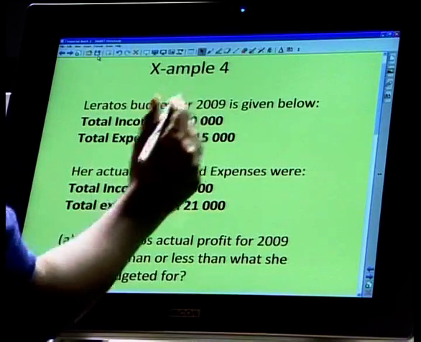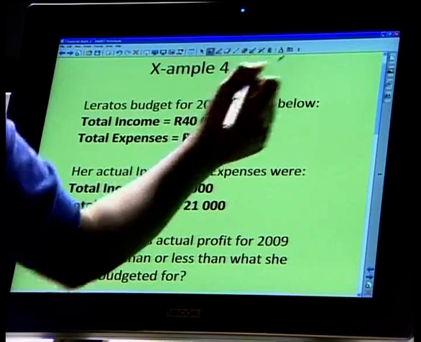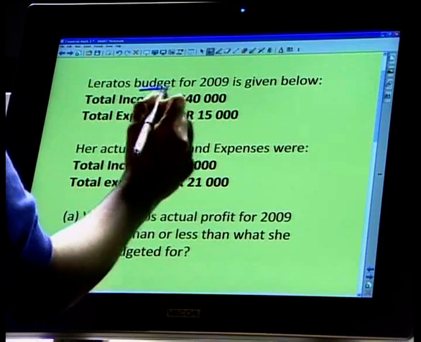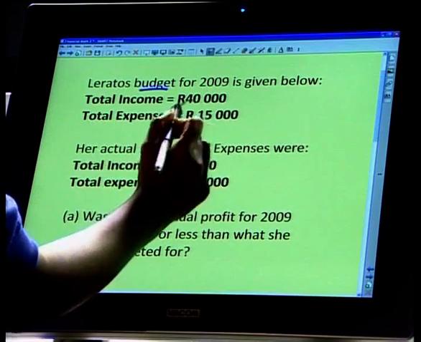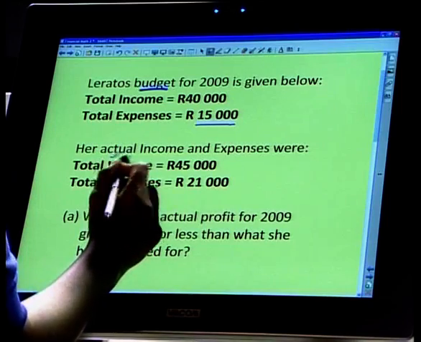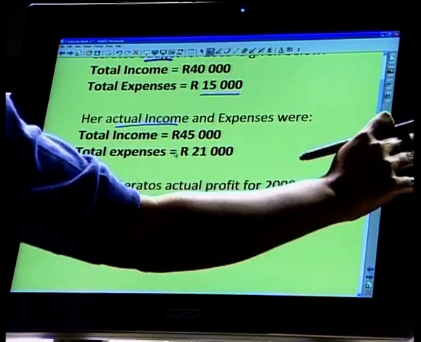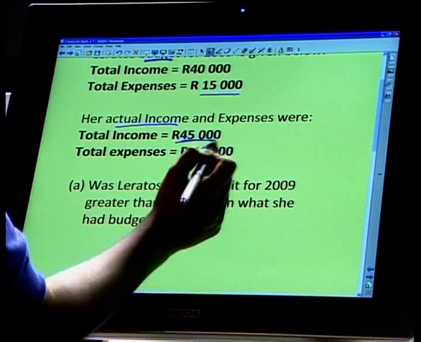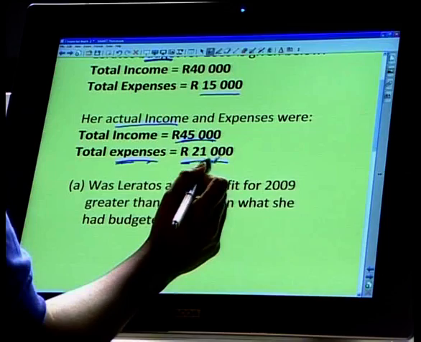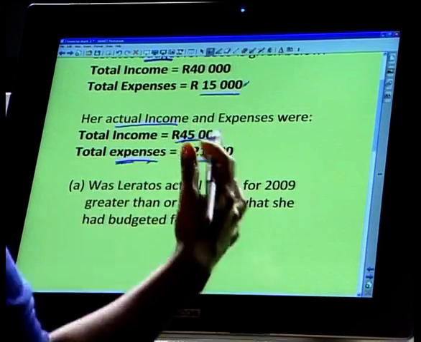So guys, we're going to continue talking about Lerato in example 4. Here we are given Lerato's budget for 2009. Remember, a budget is really, in theory, what you expect your income to be and what you expect your expenses to be. So it's really what you think is going to happen, but it might not necessarily happen. So her budget for 2009 is given as total income 40,000 Rand and total expenses 15,000 Rand. But her actual income, what really happens in 2009, is 45,000 Rand, which is slightly more than she expected. And her actual expenses are 21,000 Rand, which is also slightly more than she had budgeted for.